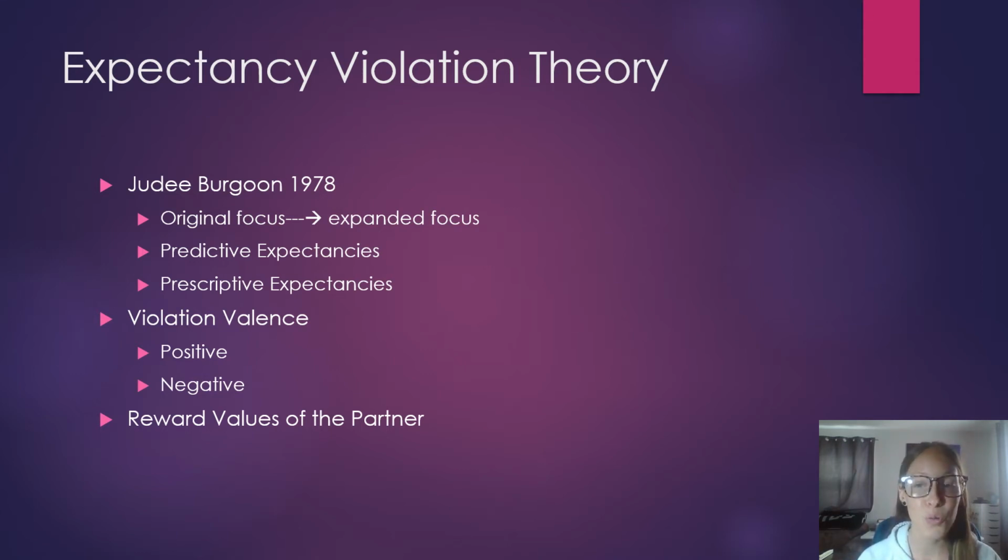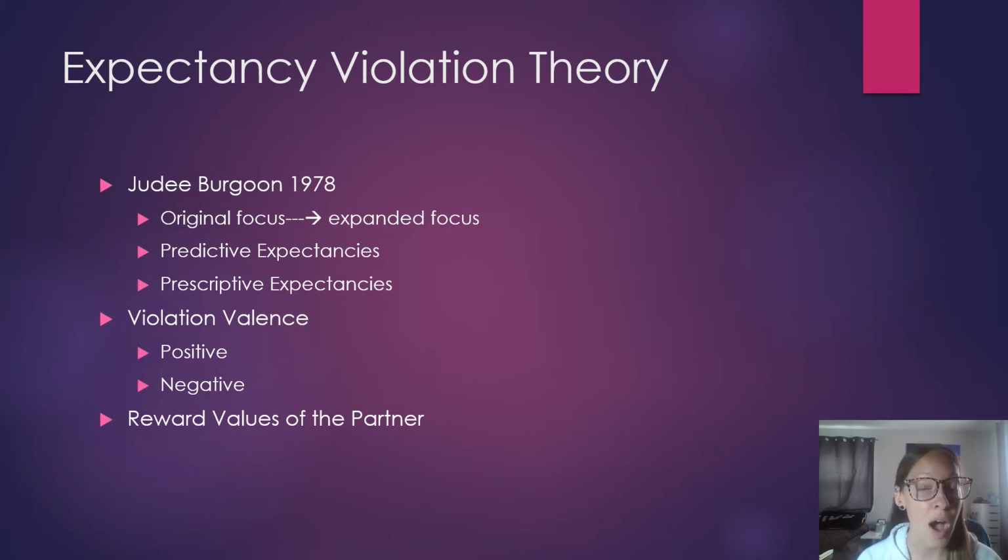We tend to interpret unexpected behaviors consistently with our first impressions of those people. So if we originally saw these people as being a positive rewarding value, we're more likely to accept their violation, whether it be positive or negative. We're more willing to be lenient with them.